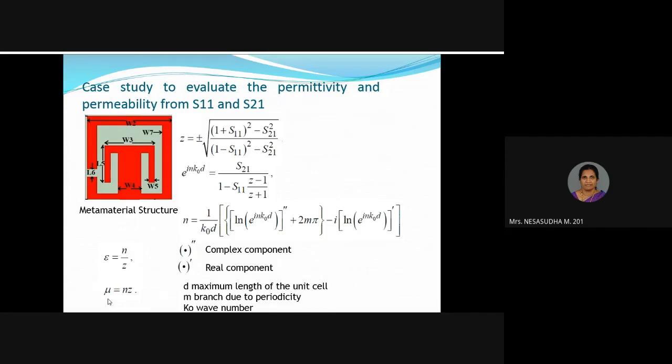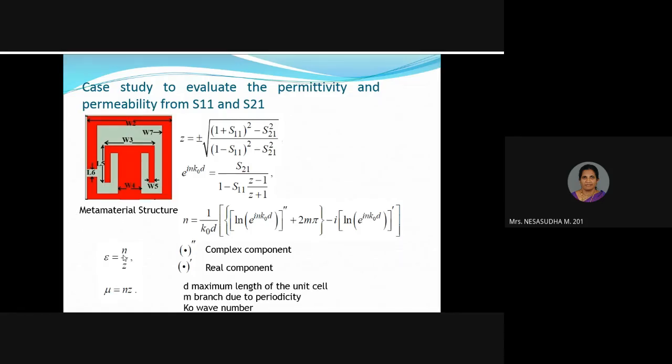With these formulas, with the help of MATLAB, you cannot do it by simply applying them. For every position, you have to take it. With the help of MATLAB, you can calculate n, epsilon and mu, that is refractive index, permittivity and permeability. So what's the condition for a metamaterial? All these three must be negative. When all these three values are negative, then only can we say the material is a metamaterial. Then only can we go for the further process.